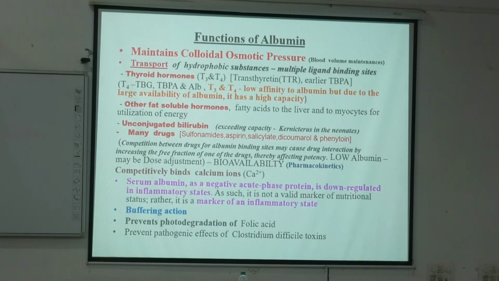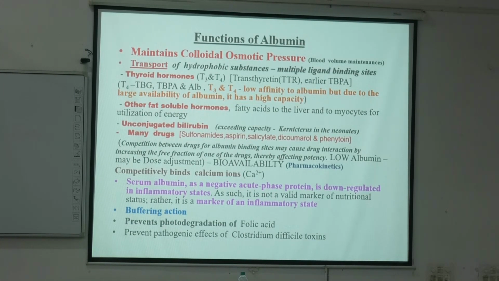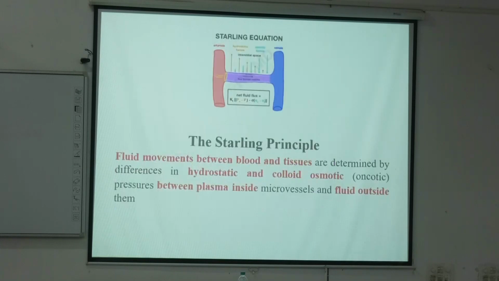It acts as a negative acute phase protein and is down-regulated during inflammatory states. Its buffering action is there. It prevents photodegradation of folic acid. And another important part is Clostridium difficile toxins, which you will read in the microbiology class. Now the Starling equation. I am rapidly coming to the end, but remember this part is very important.